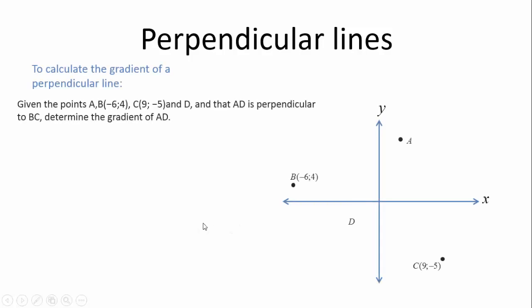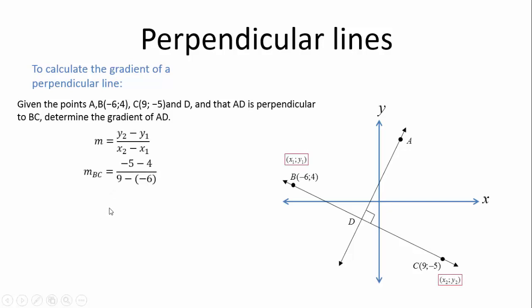Okay, calculate the gradient of a perpendicular line. We're given the points A, B, C, and D, and AD is perpendicular to BC. Determine the gradient of DA. So we know that the gradient is y2 minus y1 over x2 minus x1. So the gradient of BC is equal to -5, that's our y2, minus 4, over 9 minus -6, and that is equal to -9 over 12, which is -3 over 4. That's the gradient.